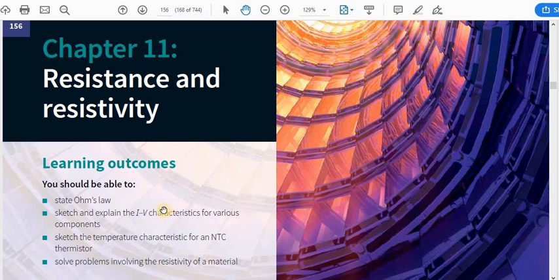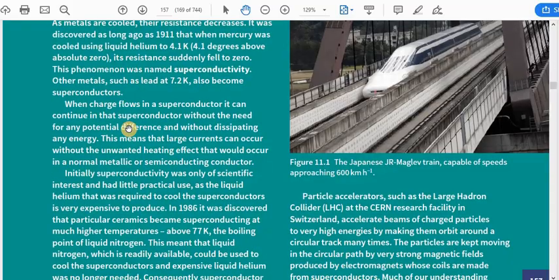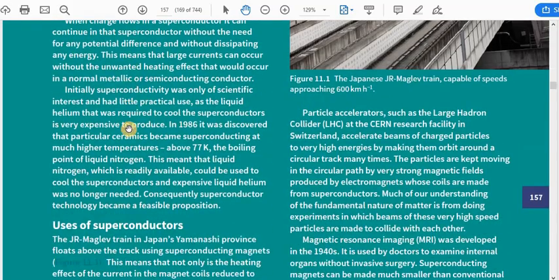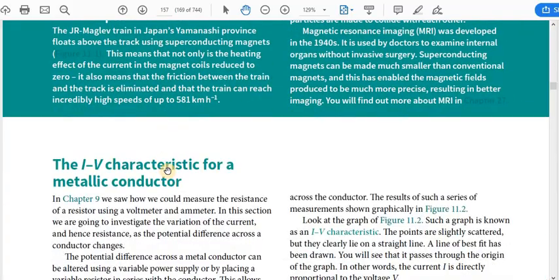Okay, so this is for you to have an idea of what we will cover in this chapter. Okay, so resistance is one thing, resistivity is another thing. Resistivity depends on the material. So for different materials you have different resistivities. Okay, so let's start with Ohm's law. By the way, these things also you can read for additional information.